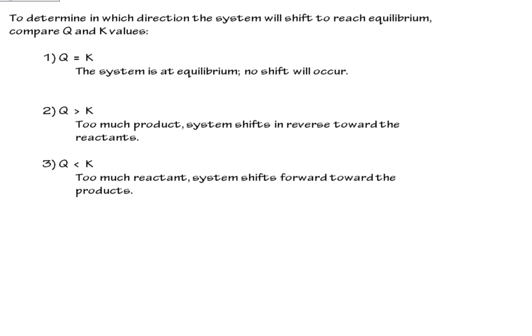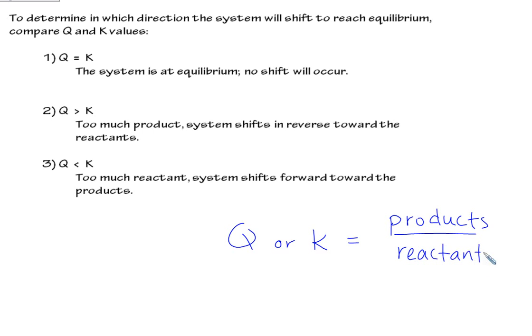And then we do this. We compare Q and K. And remember that these are both set up, Q or K, as a ratio of products over reactants. So if Q equals K, the system is at equilibrium. Excellent. We don't need to shift.